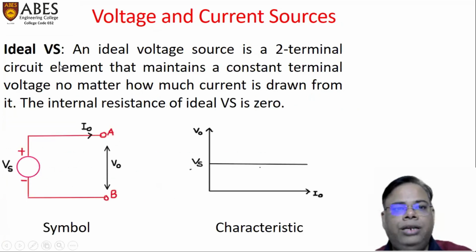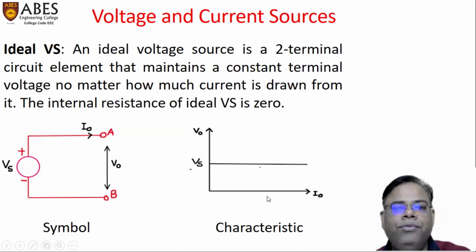Now, an ideal voltage source is a two-terminal circuit element that maintains a constant terminal voltage no matter how much current is drawn from it. As you can see, this one is the symbol of an ideal voltage source. Vs is the voltage level of this voltage source and A and B are the terminals of this voltage source. V0 is the output voltage and I0 is the output current.